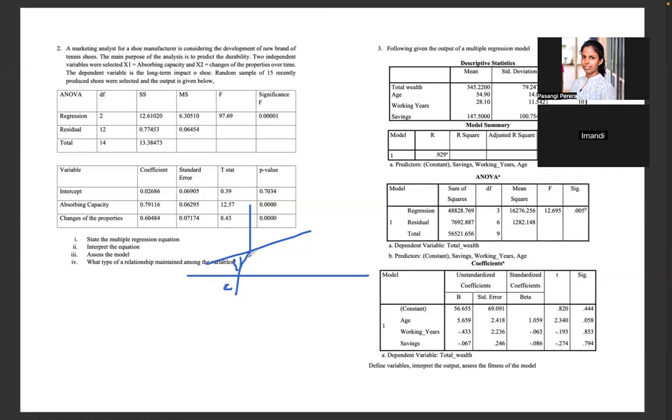Then for the changes of the properties, it will be 0.60484. For every unit increase in changes of the properties, the durability of the shoe is predicted to increase. Again, this value is also positive, which means it will increase the value. So increase by 0.60484 units, assuming absorbing capacity is held constant.